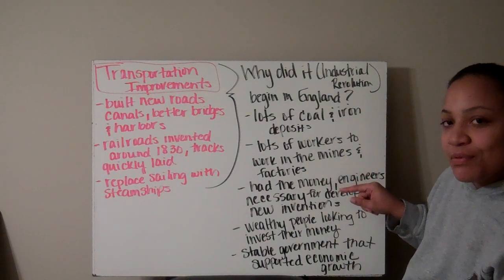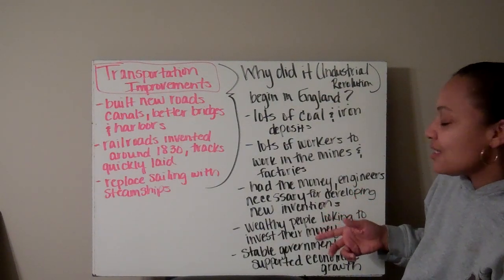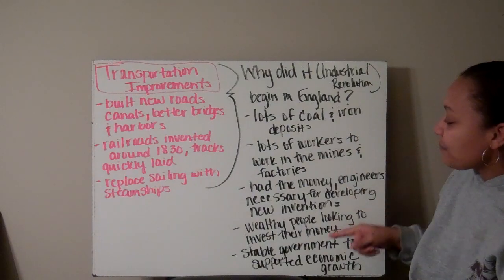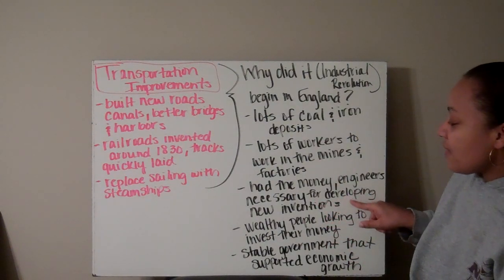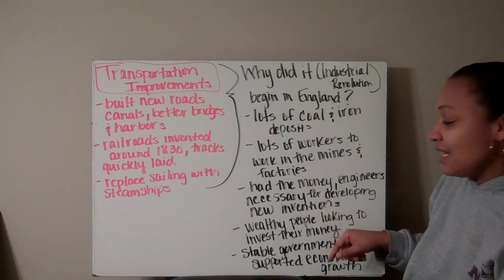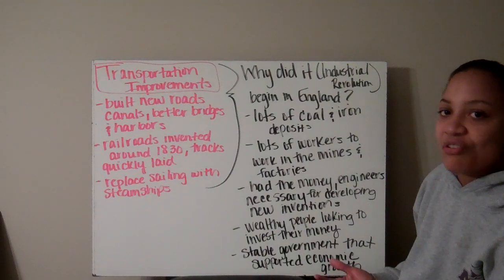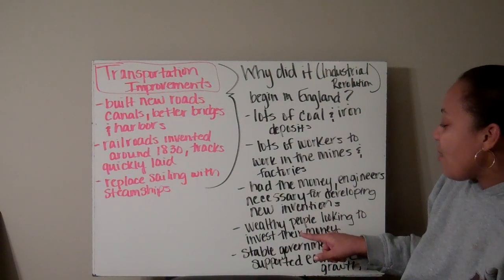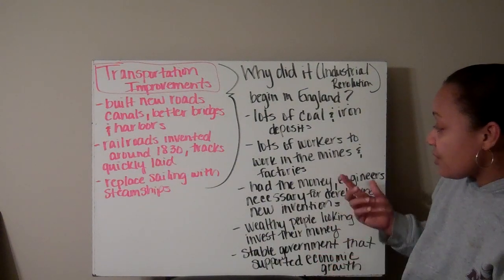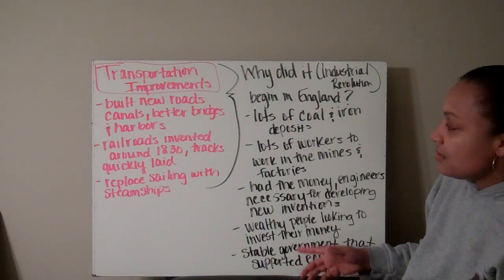The engineers are the people that are going to come up with the ideas, but the ideas need someone to push and invest in, and that's where the money comes in, and there was money in England during this time period. Necessary for developing new inventions. There were wealthy people that lived in England, and they were looking to invest in some new creation because they knew that creation would bring them more money. So you have wealthy people looking to invest their money, which is going to help these inventors or these engineers get their products out. You're going to have a stable government in England during this time.